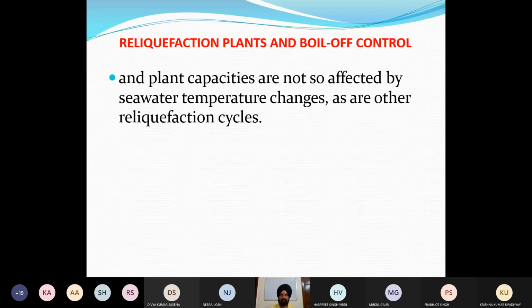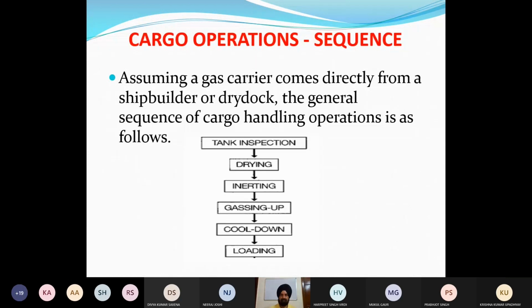अब आपका आ जाता है कार्गो ऑपरेशंस. थोड़ा सा, none of you have said, so at least we should have an idea. At least एग्जाम में they can ask you क्या है, गैस कैरियर है, इसका क्या प्रोसीजर. So assuming a gas carrier comes directly from shipyard or dry dock, the general sequence of the cargo handling operation आपका क्या क्या होगा. Now जैसे हमने देखा है compared to the tanker.